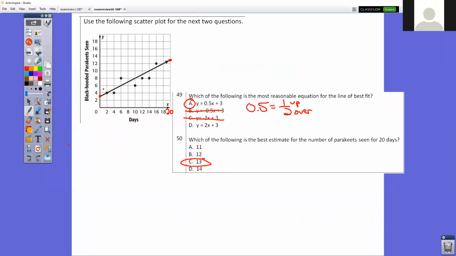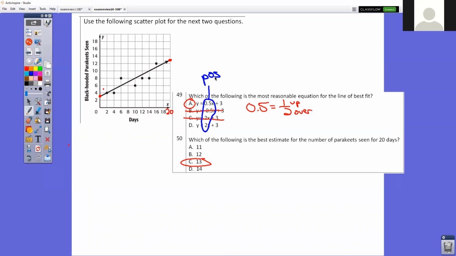In question number 49, which of the following is the most reasonable equation for the line of best fit? So this one's a hard one for a lot of people too, but I do have a suggestion. Look at the slope. When we take a look at this graph, our graph is clearly going up. Therefore, the number that's in front of your x has to be positive because our graph is going up. You could eliminate choices B and C right away because they have a negative slope. That would mean that the line was going down. So now you have to determine, is the slope 0.5 or is it 2?